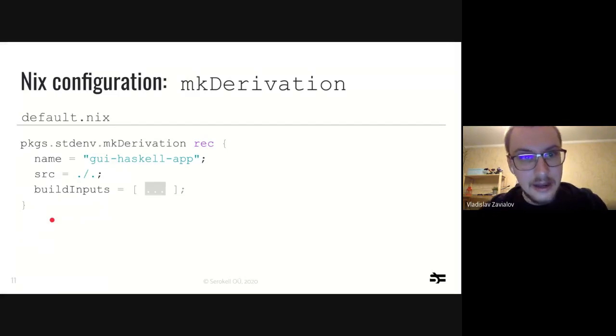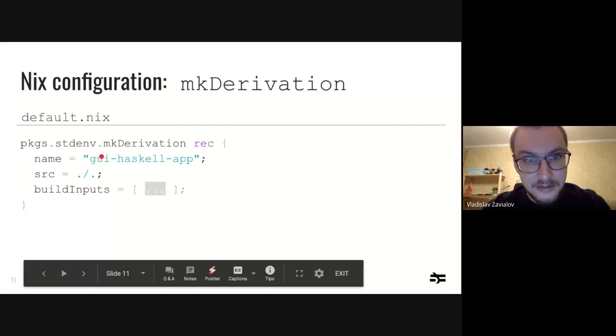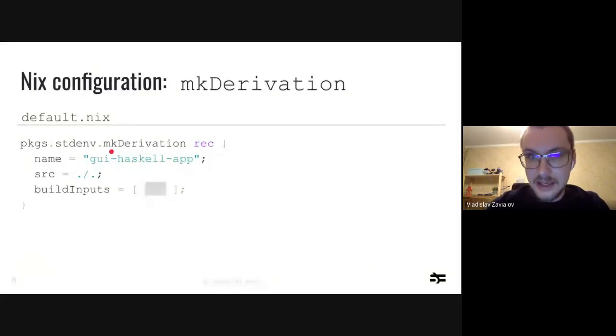Now, I continue my configuration by calling the make derivation method. And essentially, it means that here I'm going to describe how my application should be built. So I give the name for the application. I say where the sources are located. And since I put my default.nix configuration in the same directory where I have my Haskell sources, it's just the current directory. It could be some other directory, of course.